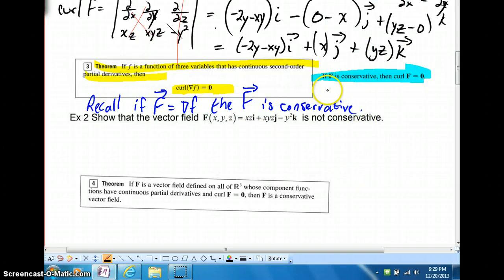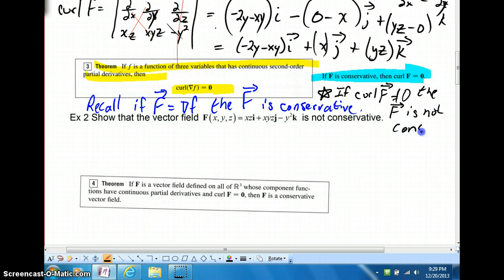However, I want to make mention that the contrapositive is also going to be true. If I were to negate the conclusion, if the curl of a vector field is not 0, then that vector field is not conservative. And that can be very helpful. Take a look at example 2. Show that this vector field that we had in example 1 is not conservative.